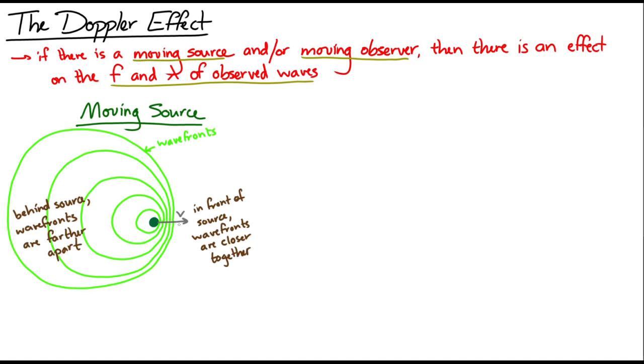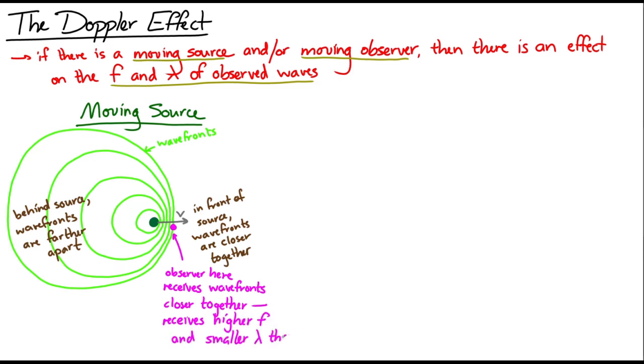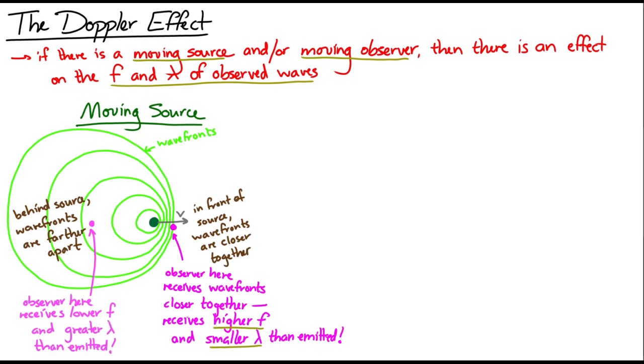Now, what that means is that if you have an observer who is standing in front of the moving source, right here, that observer will receive wave fronts that are closer together. That observer will receive a higher frequency or a smaller wavelength from the source than you would expect. Meanwhile, if the observer is behind the moving source, then the observer will receive longer wavelengths or lower frequencies. How much lower, how much higher, don't worry, we'll get to the numbers later.